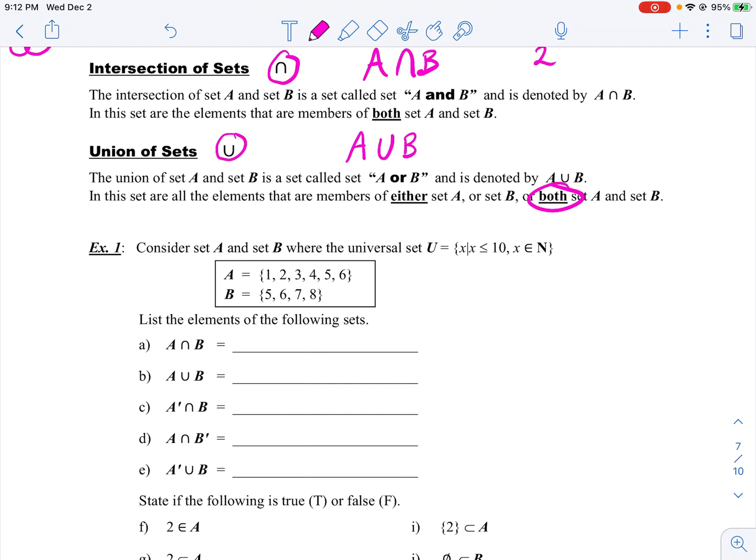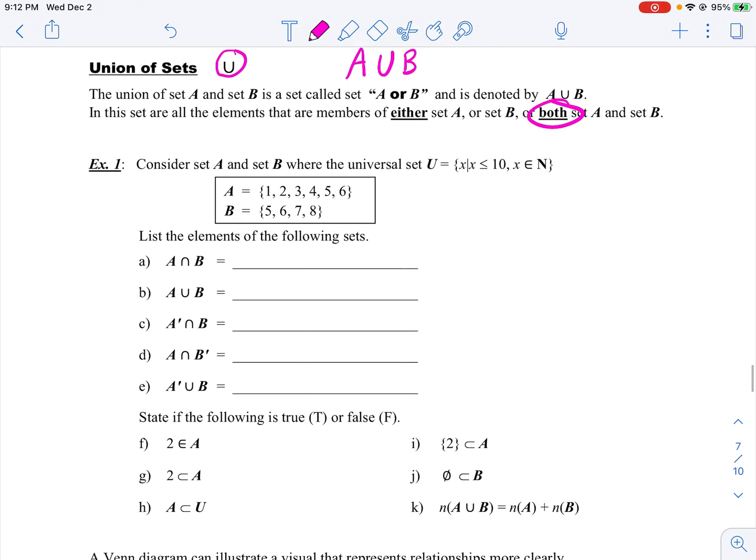Let's take a look at an example. So we have the universal set where x is less than 10 and part of the natural number system. So that's 1 to 10 basically. In that set, we've taken out two subsets. Subset A, which is the numbers 1 through 6, and then the set B, which is the numbers 5 through 8.